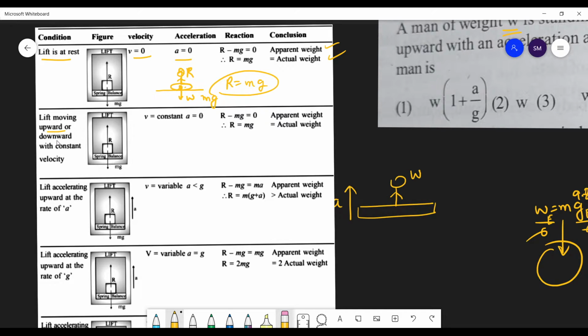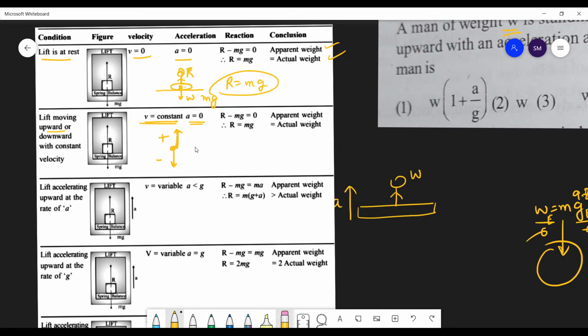So if the lift is moving upward with velocity v, and that is a constant velocity, then acceleration will be zero in this case. As the velocity is constant, the downward force is the weight of the body, and the lift is moving upward. Suppose we are taking the upward direction as positive, so the downward will be negative.